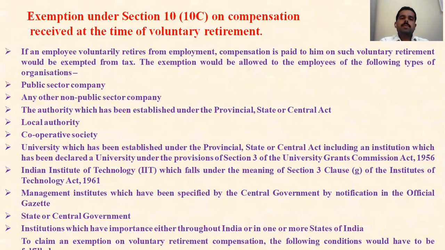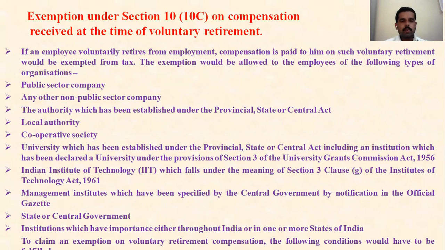Here the exemption would be allowed to the employees of the following types of organizations, you observe carefully: public sector companies, any other non-public sector company, the authority which has been established under the provincial, state or central act, local authority, cooperative society, university which has been established under the provincial, state or central act, including an institution which has been declared a university under the provision of section 3 of University Grants Commission Act 1956.